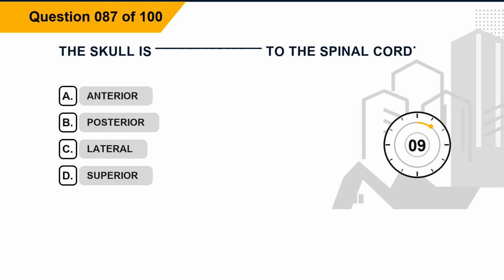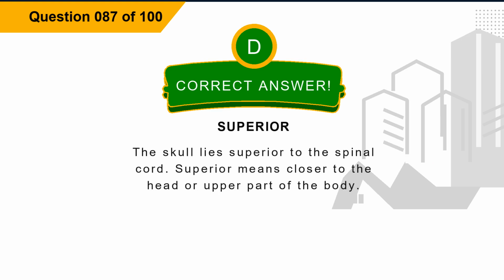Question 87. The skull is blank to the spinal cord. Option A. Anterior. Option B. Posterior. Option C. Lateral. Option D. Superior. The correct answer is option D. Superior. Explanation: the skull lies superior to the spinal cord. Superior means closer to the head or upper part of the body.